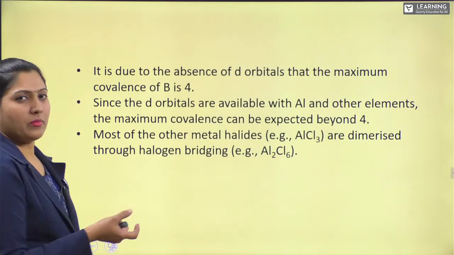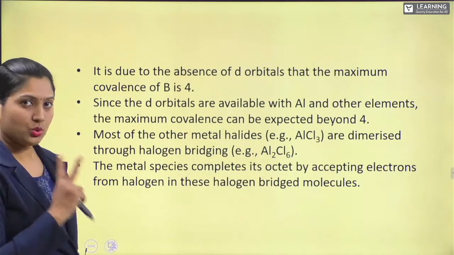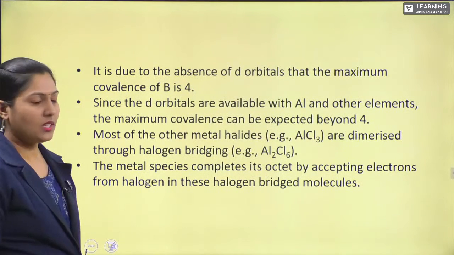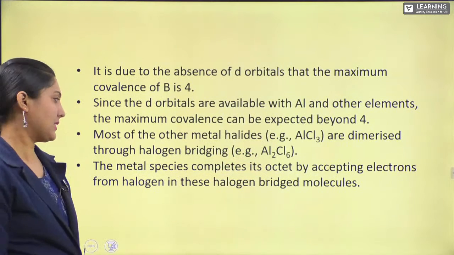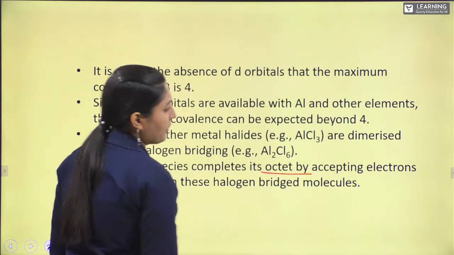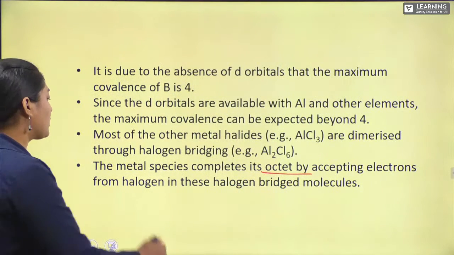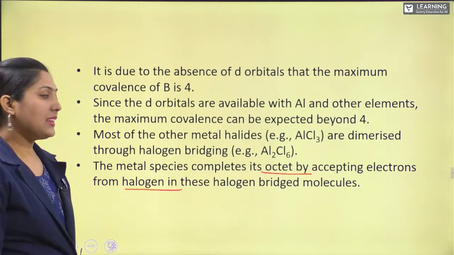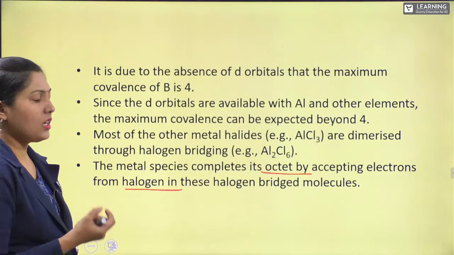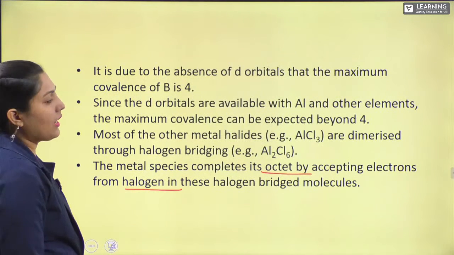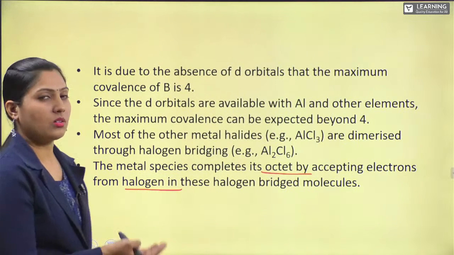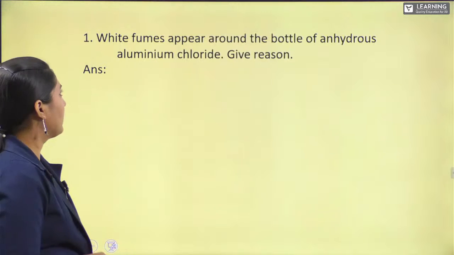So due to that, they form the dimer. Di means 2, mer means units. 2 units combined together by halogen bridging and hence get Al2Cl6. The metal species completes its octet by accepting the electron from halogen in these halogen bridging. So they can easily accept the electron from halogen, get the bridging done, and meet the octet structure and become stable.